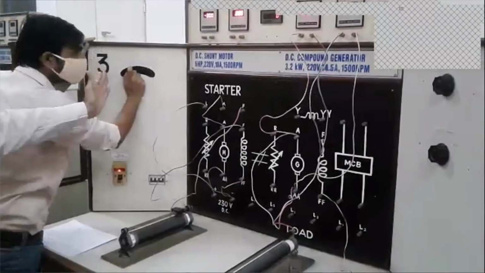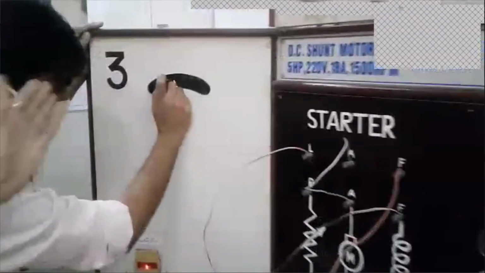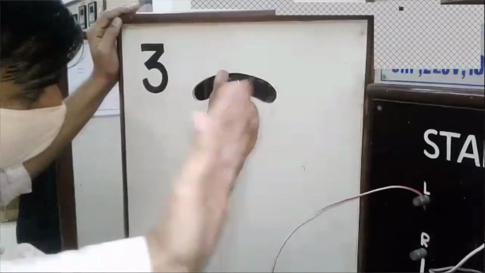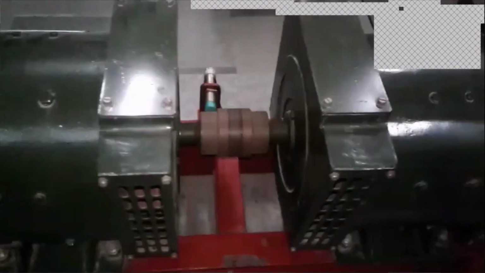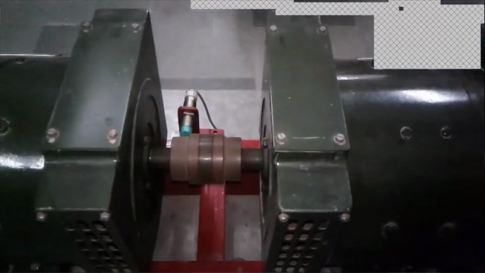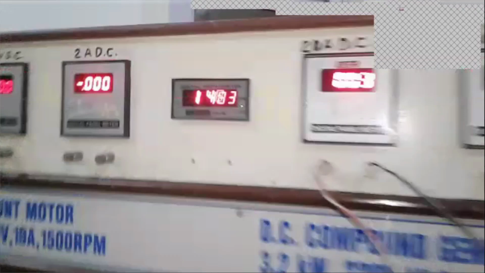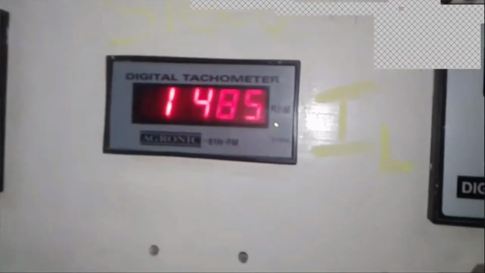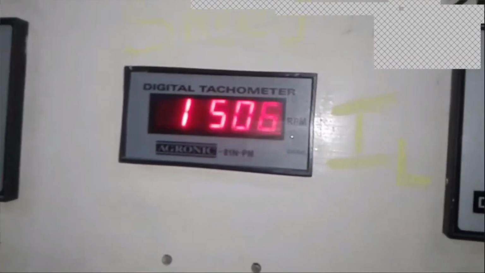Now here you can see that gradually we can increase the starter. If we move the starter from left to right, it will gradually increase the speed of the motor. So here the speed of the motor is increased gradually by increasing the DC voltage. So this is the speed of the motor at present. As per the rating, it has to rotate at 1500 RPM.